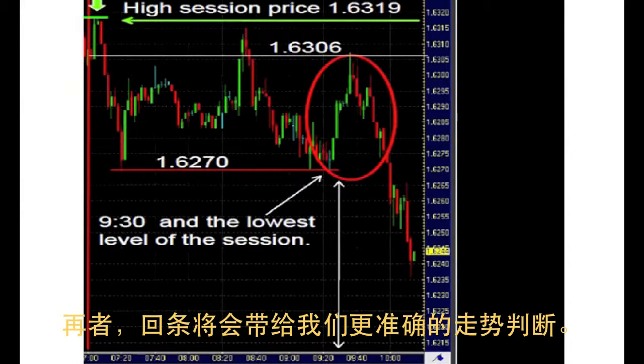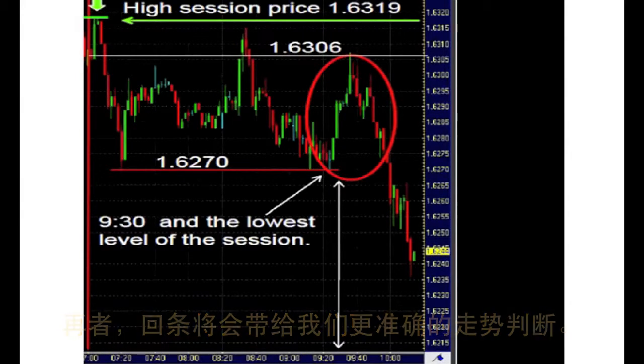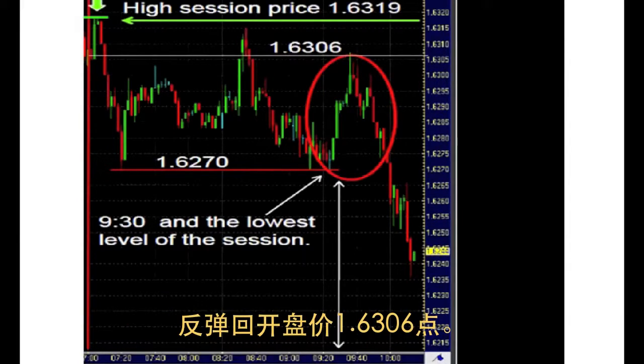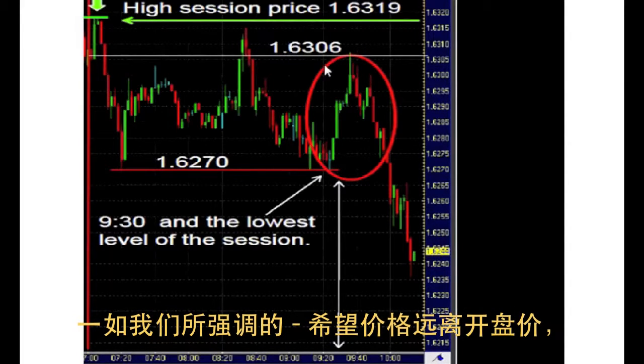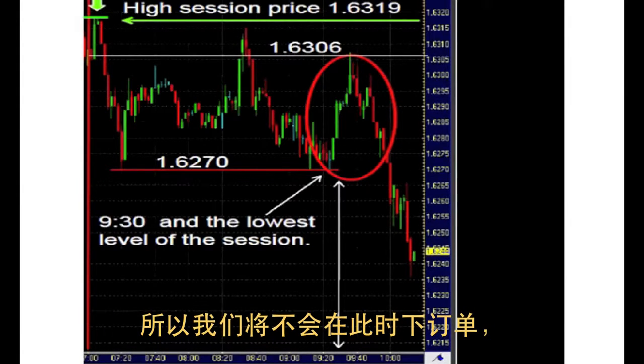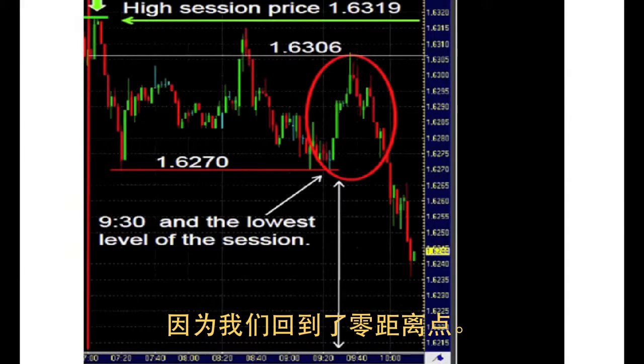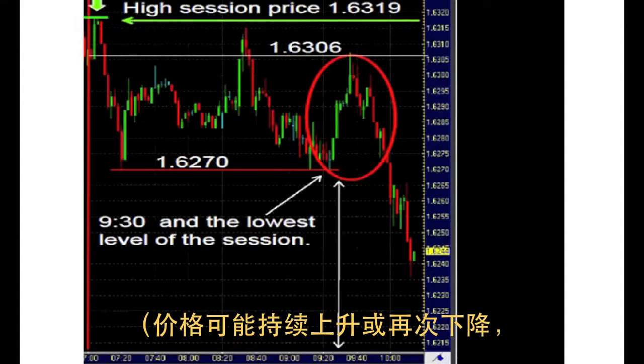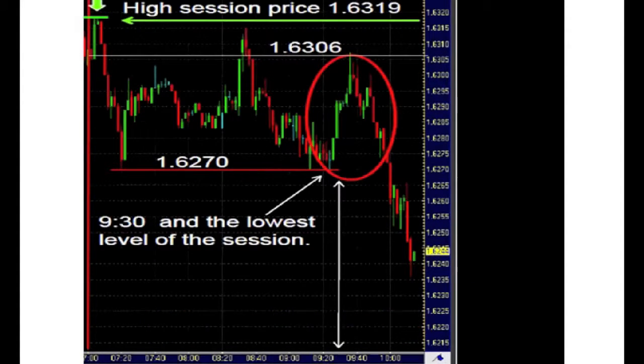Now, the retracement level becomes more of a confirmation of the market direction. Take a look at what happens. Once we reach the lower levels of 162.70, the price starts moving back up to the open price of 163.06. As we mentioned, we always want the price to move away from the session open, or from the open price of the start of the session. Therefore, we're not looking to place any buy or sell orders at this point because we're back at square zero, open price.